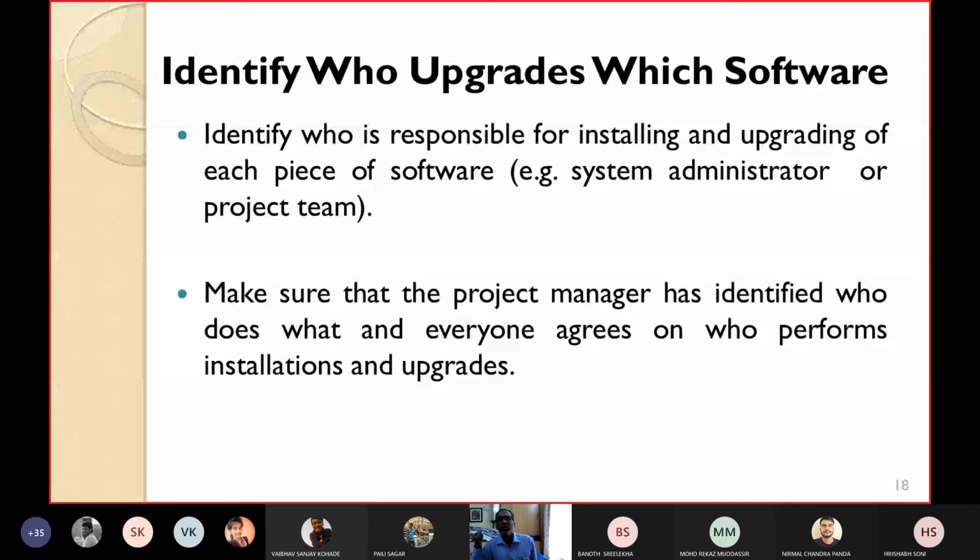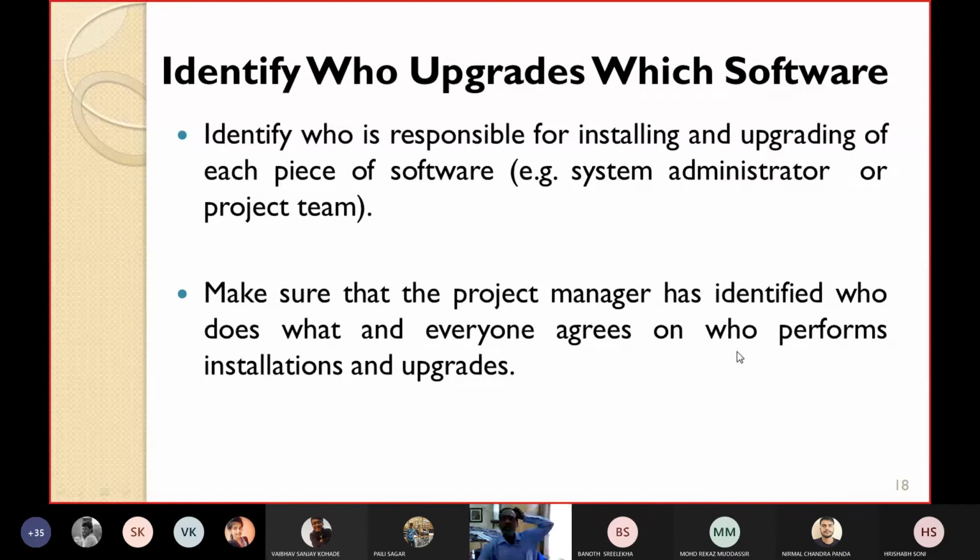Maybe you can give the responsibility to the system administrator or the project team head. But you have to record somewhere who is responsible for installing and upgrading each piece of software. Make sure that the project manager has identified who does what, which member does what task, and everyone agrees on who performs installation and upgrades. Everybody must agree that, say, the system administrator has performed the installation or upgrade.